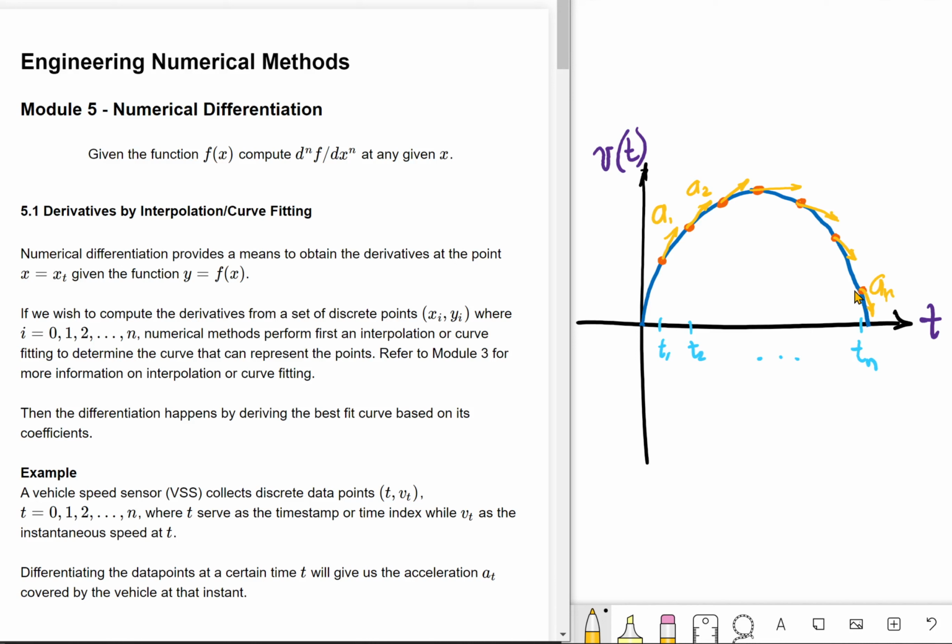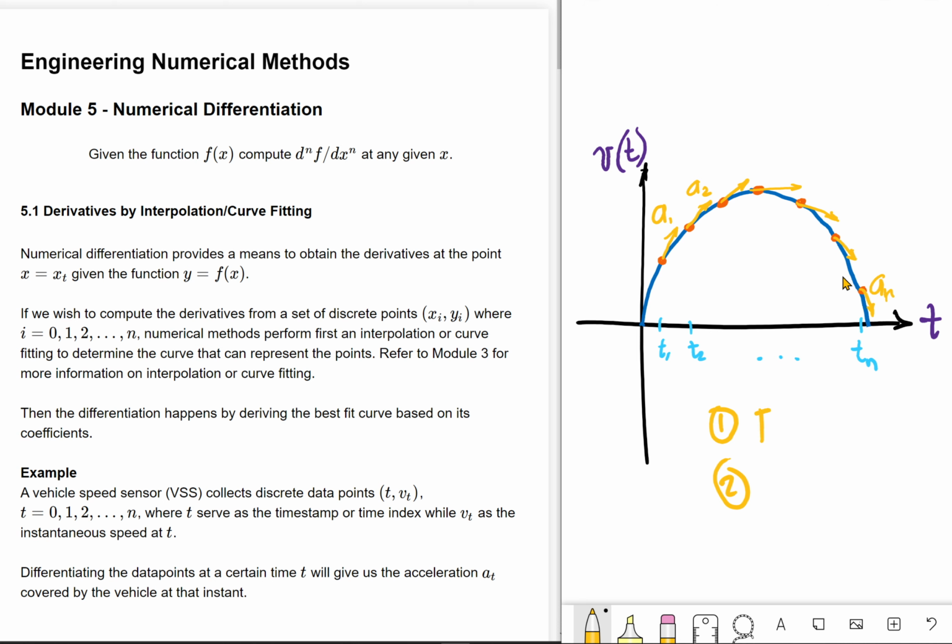So those are the two steps: fit the data points, and then differentiate the fitting curve. Okay, so basically that's it for the derivatives by interpolation and curve fitting.